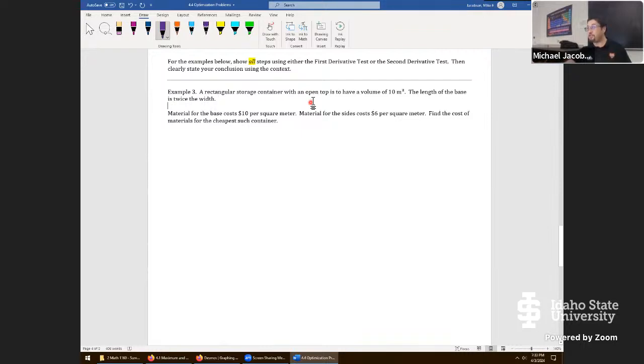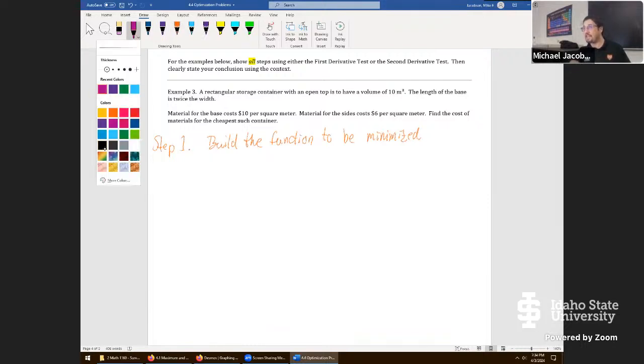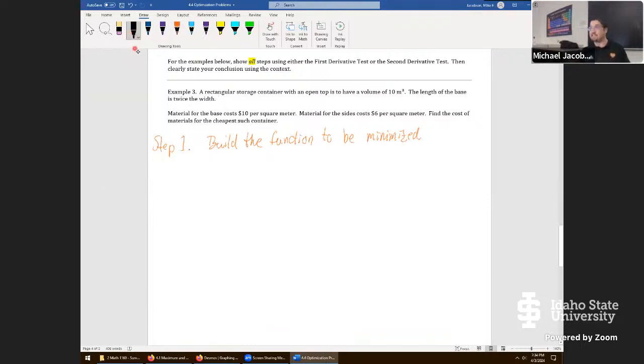So let's work through this by first, in step 1, build the function to be minimized. And the function is an area. It's going to be the cost of materials. So it's going to be a weird looking box at the end because we're going based off cost. It still has to have this stipulation of 10 cubic meters. But the real strategy here is at this point, we really should just draw that box.